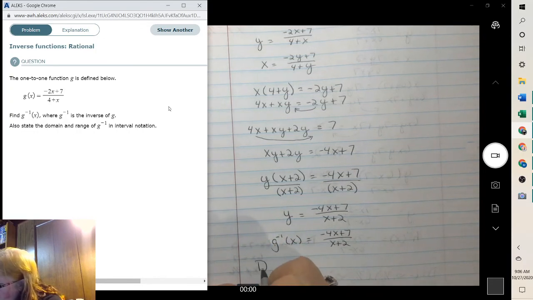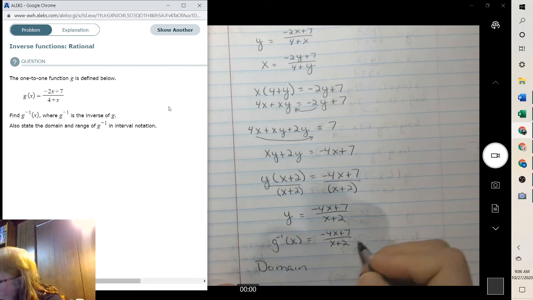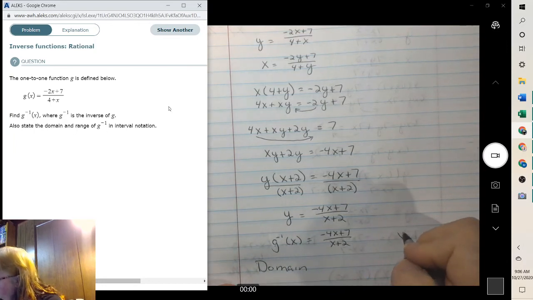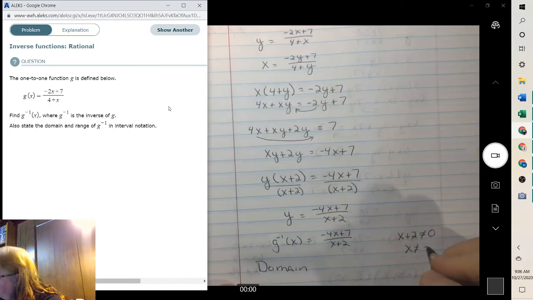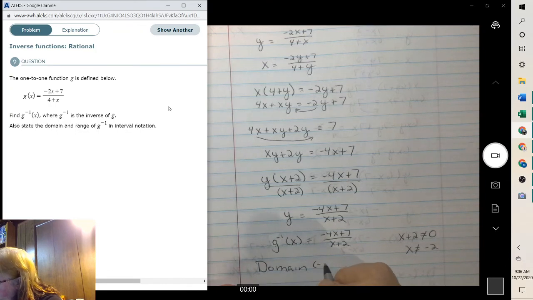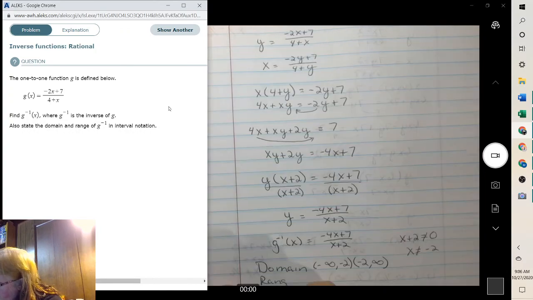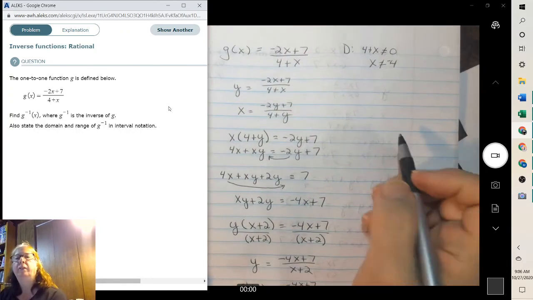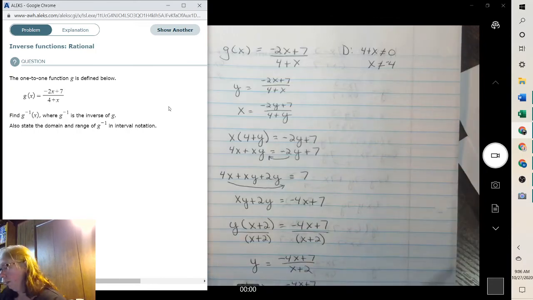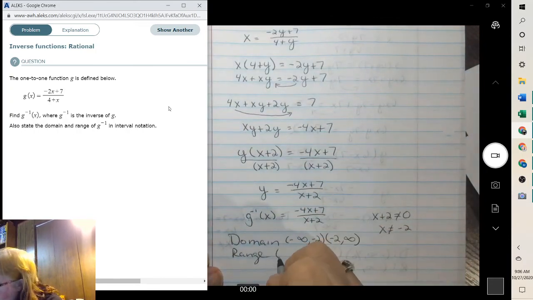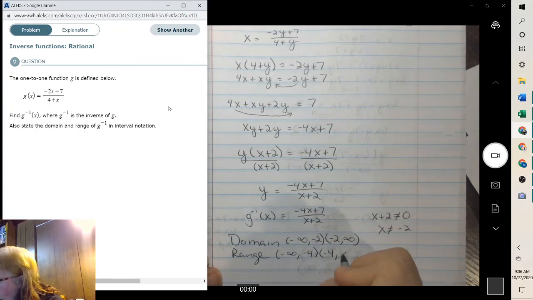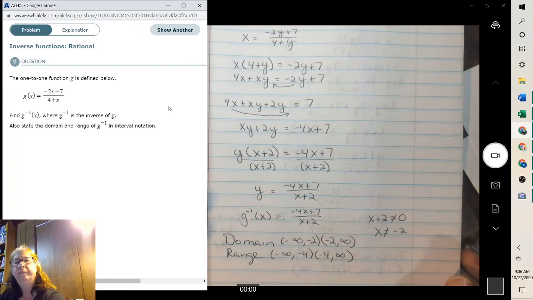The domain, looking at x plus 2, x cannot equal -2. So negative infinity to -2 and -2 to infinity. And our range is this domain. Since it cannot equal -4, it's negative infinity to -4 and -4 to infinity. That's it.